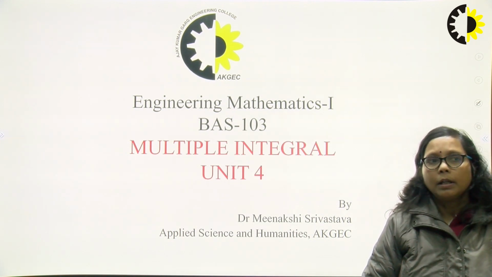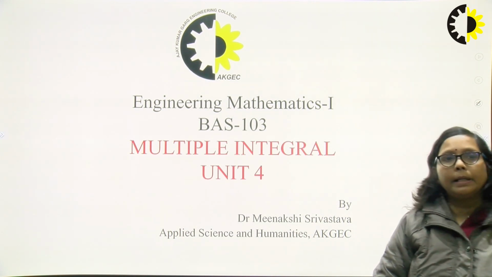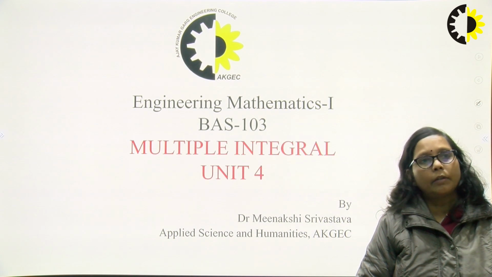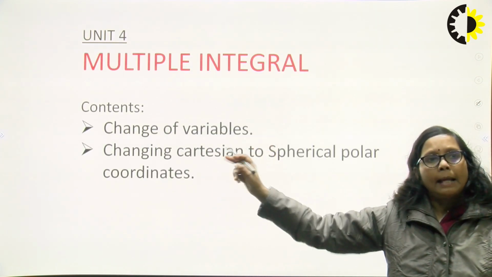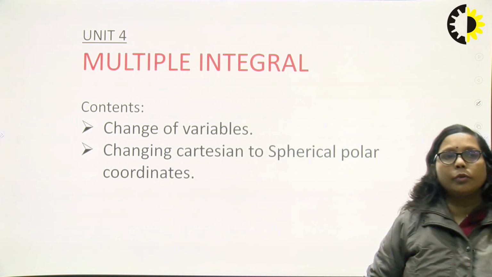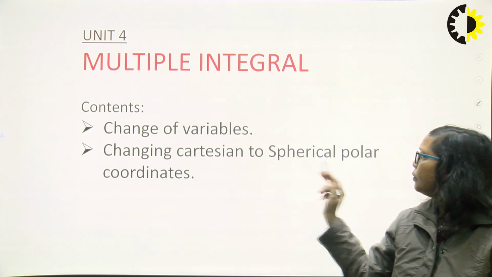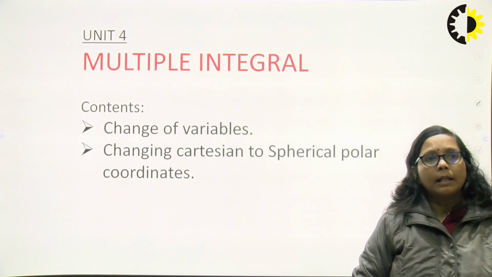Today I am taking one topic of Unit 4 for BTech first year students of Engineering Mathematics 1. Unit 4 is multiple integration, and I am taking one of the topics for this unit, which is change of variables. In change of variables, I am taking how to change Cartesian coordinates to spherical polar coordinates.